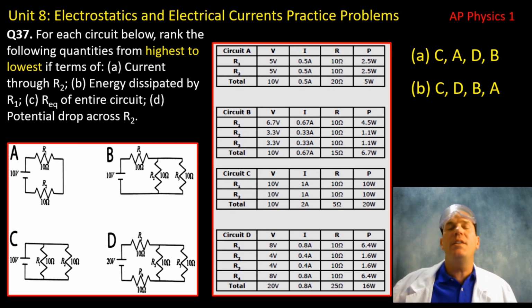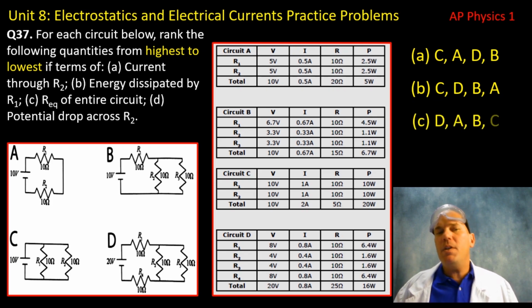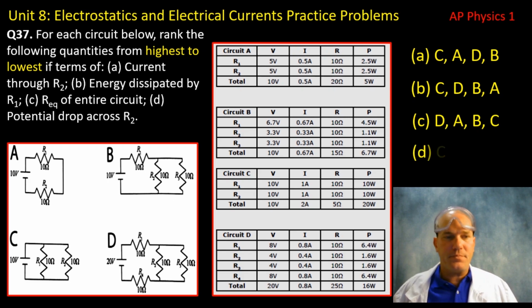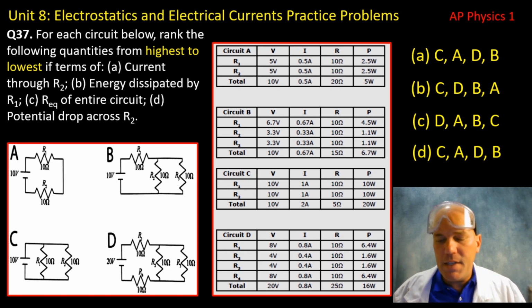Highest to lowest, CDBA. And for the equivalent resistance or the total resistance for the circuit, you're going to get from highest to lowest, DABC. And lastly, the potential drop or potential difference across R2 from highest to lowest, CADB.